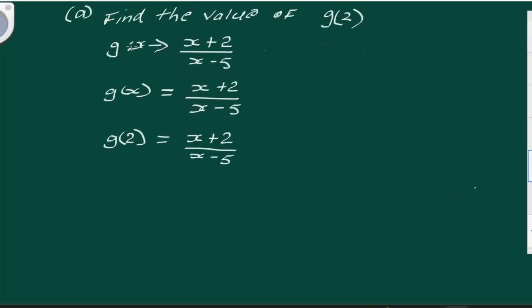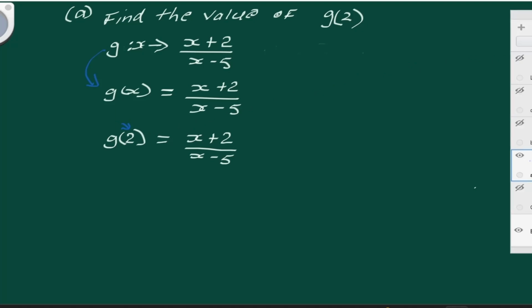So the first thing we need to do is write it in this notation here, as it's easier to work with when it is in this notation here. So x is the input value. That is the input value into the function. So the input value into the function is 2. So anywhere you see x in the function, we're going to replace it with 2.